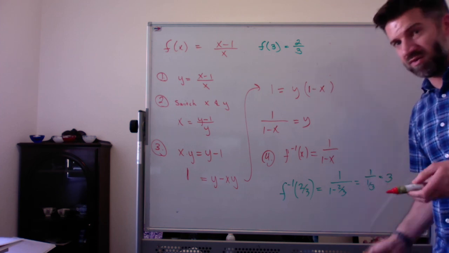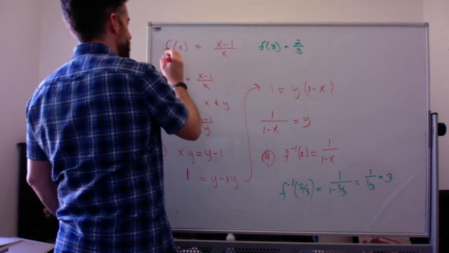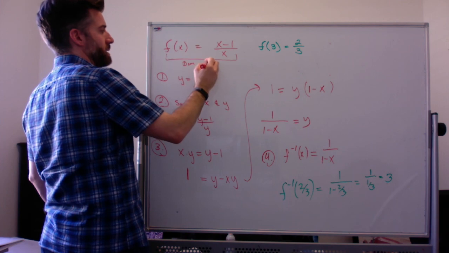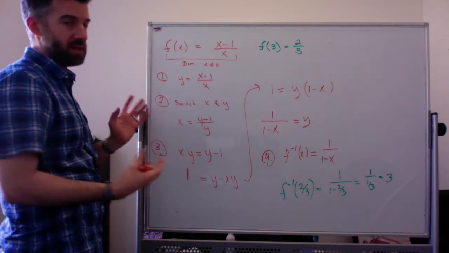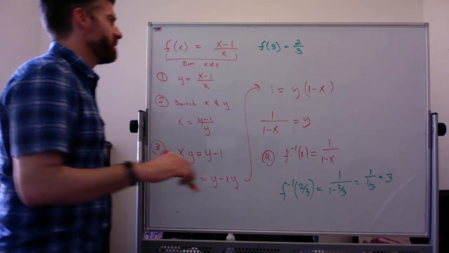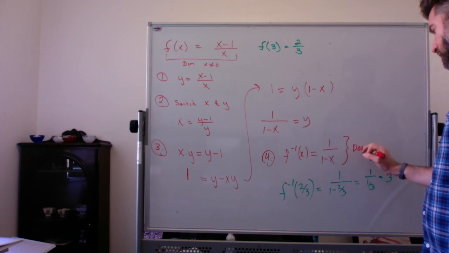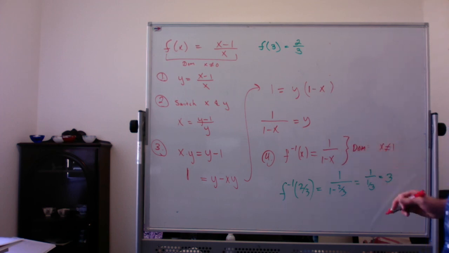The other neat thing about inverse functions is their domain and range are interchanged. So here, this function has a domain that's x not equal to 0. I mean, the nicer way to say it is everything from minus infinity to 0, and so on. We're being a little bit lazy here. Here, the domain of this function is x not equal to 1.